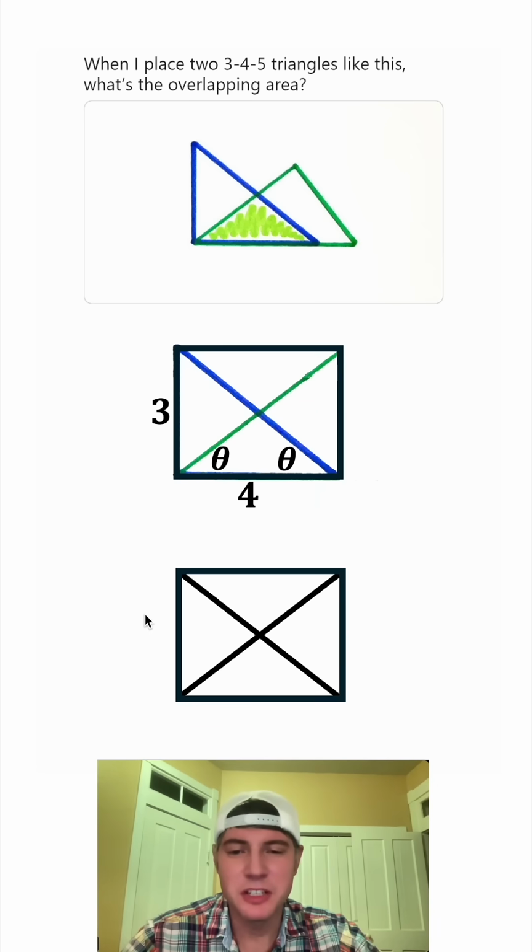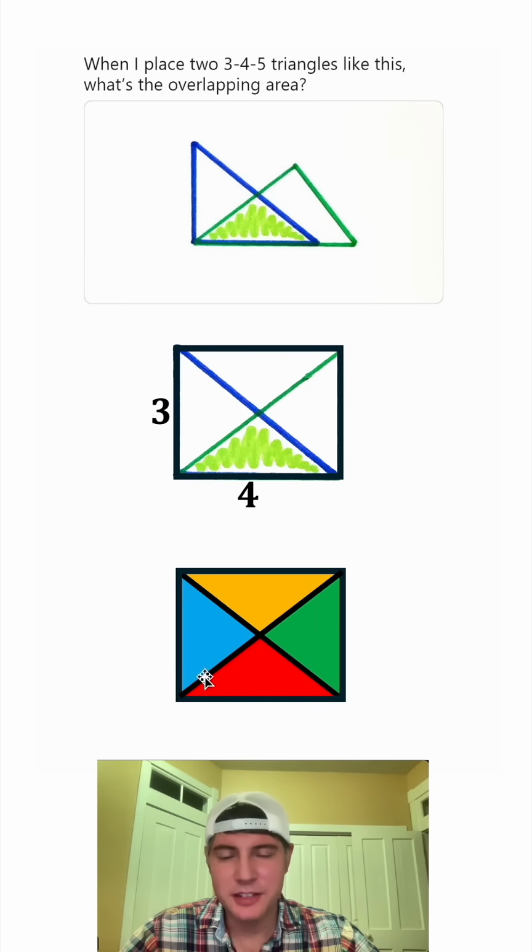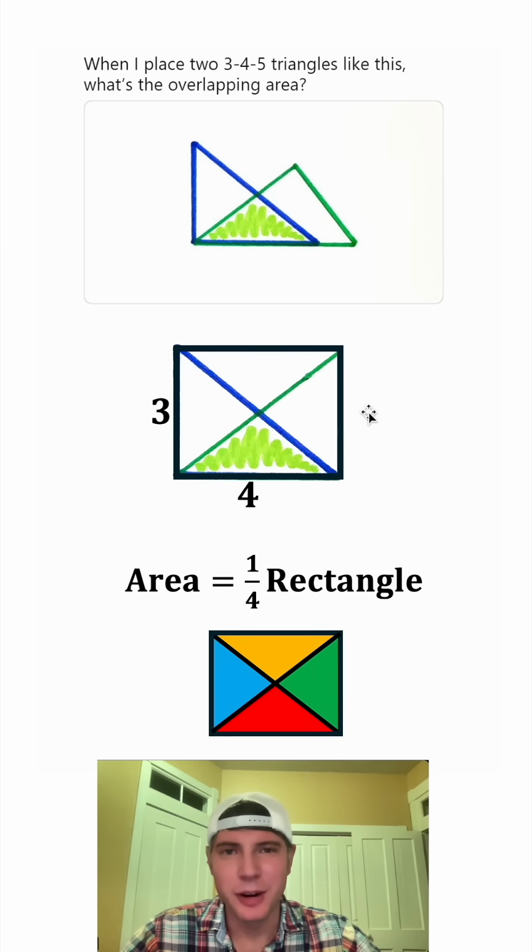One of them is it splits it up into 4 triangles, and all of these triangles have the same area. They're not the exact same triangles, but they are the same area. This shaded region is the same thing as this lower red triangle. It'll be equal to 1/4 of the entire rectangle.